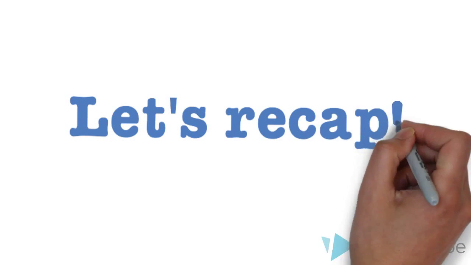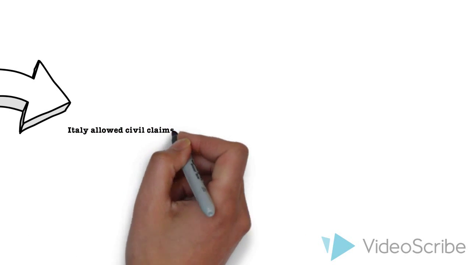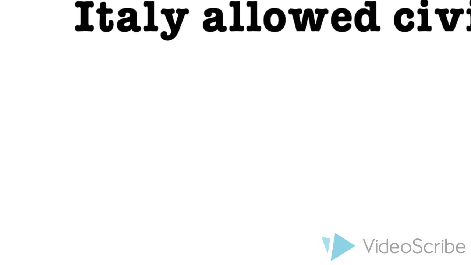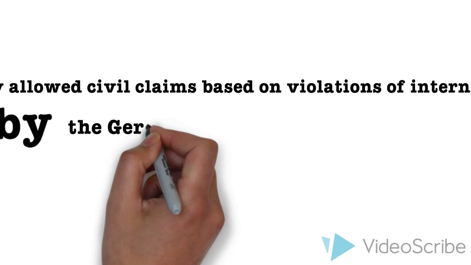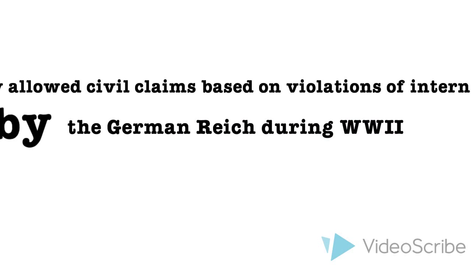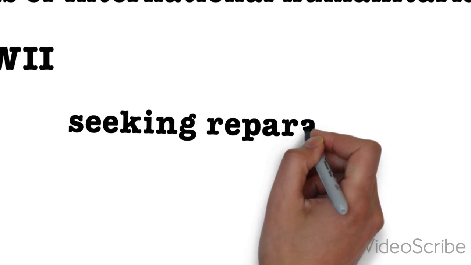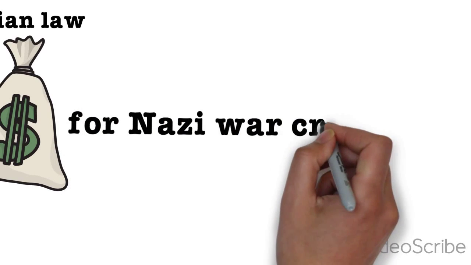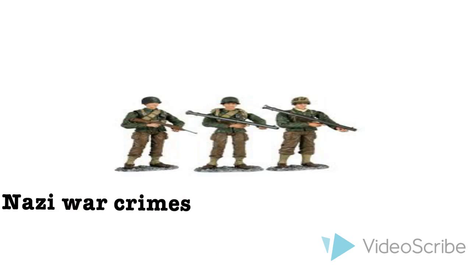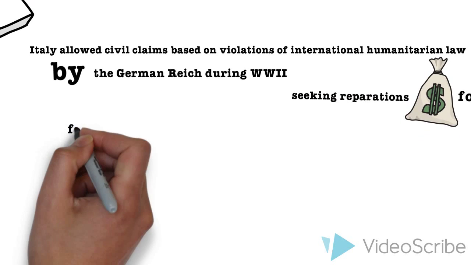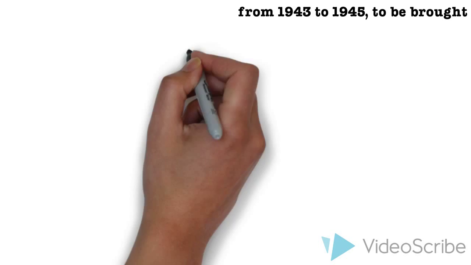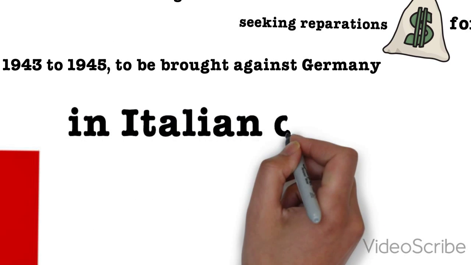So, let's recap. Italy allowed civil claims to be brought against Germany based on violations of international humanitarian law committed by the German Reich during World War II between 1943 and 1945, seeking reparations for Nazi crimes, in fact referring to the issue of several thousand Italian soldiers detained by the German army after Italy declared war on Germany, their deportation and forced labor, to be brought against Germany in front of Italian courts.